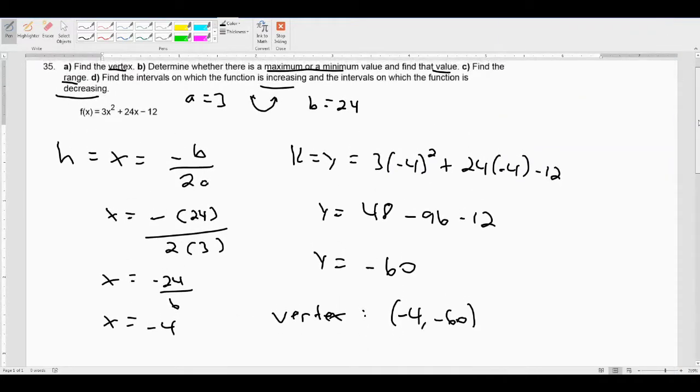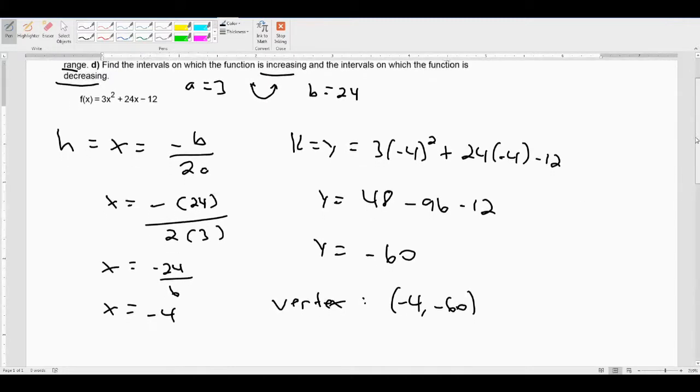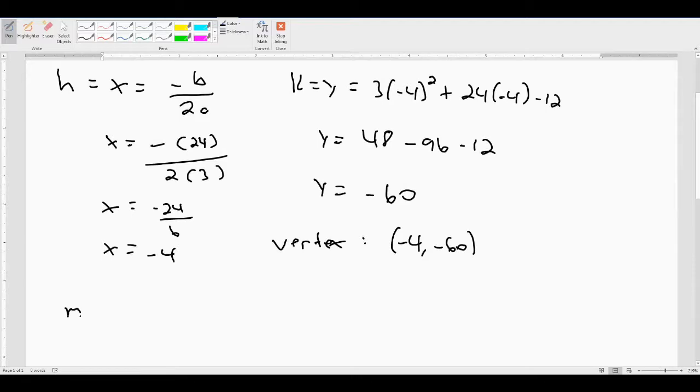So we need to find the max or min. We know it's a min. If it has a min, we need to find that value. We need to find the range. So the minimum is the lowest y value, which is negative 60. So y equals negative 60 at x equals negative 4.